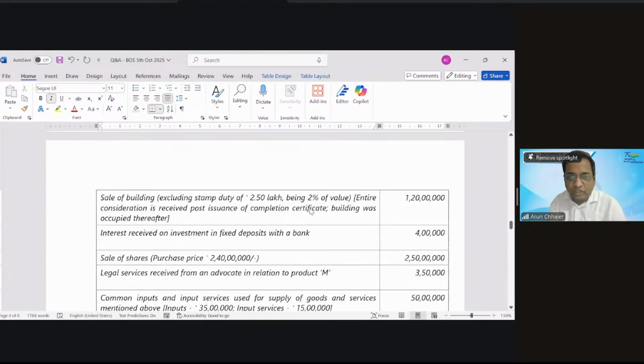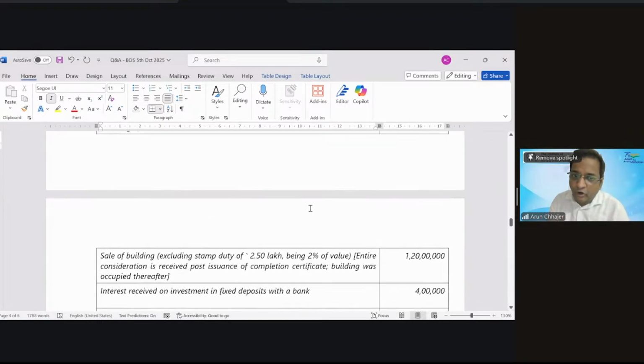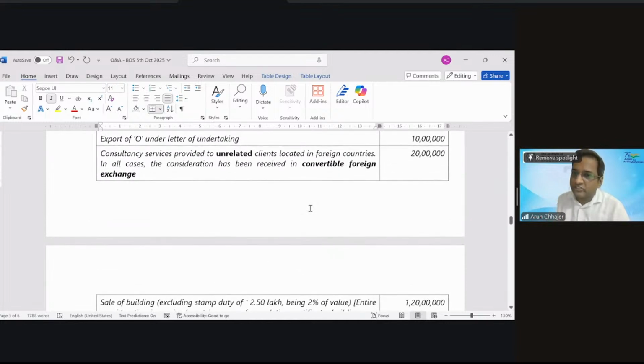Because it does not say whether it is under LUT or on payment of IGST, it's your choice. You can assume anything and then proceed. Either you can assume under LUT, no payment of liability, or you can assume under payment of GST, you can create the liability.